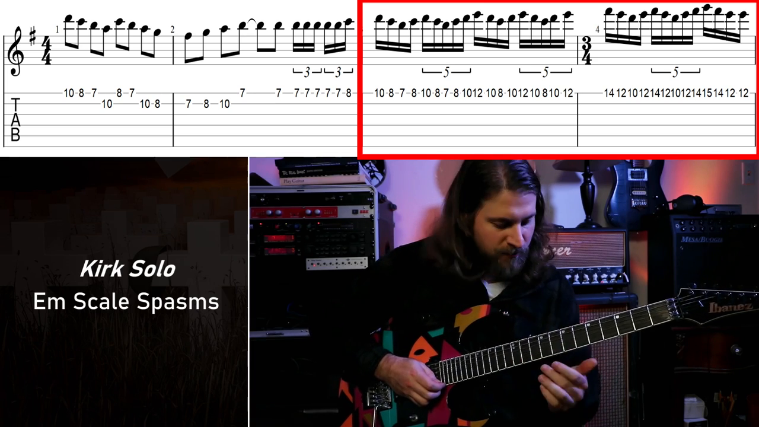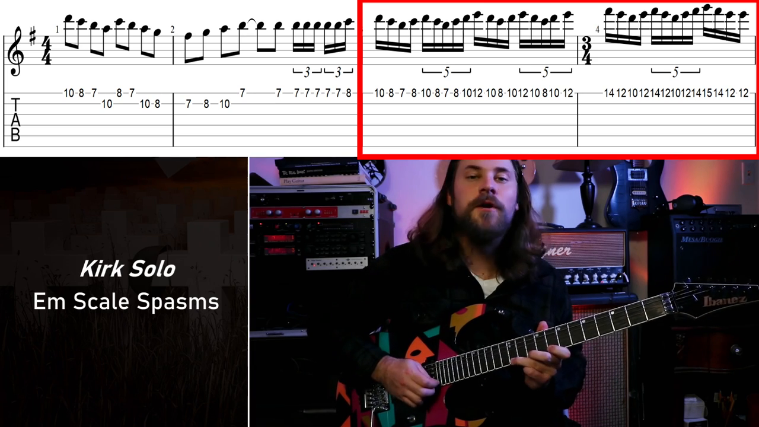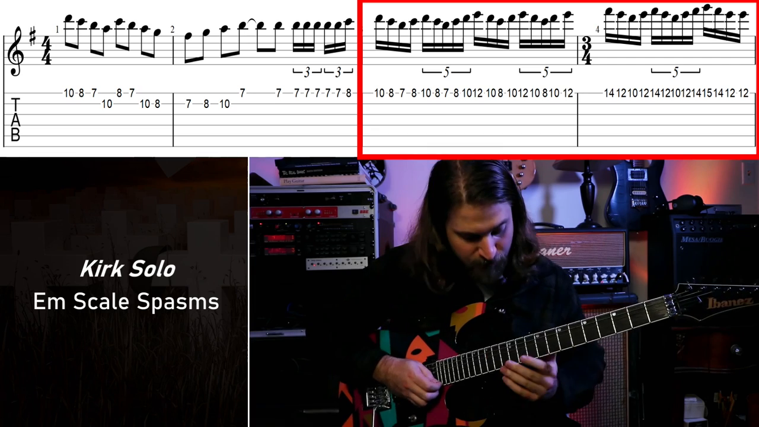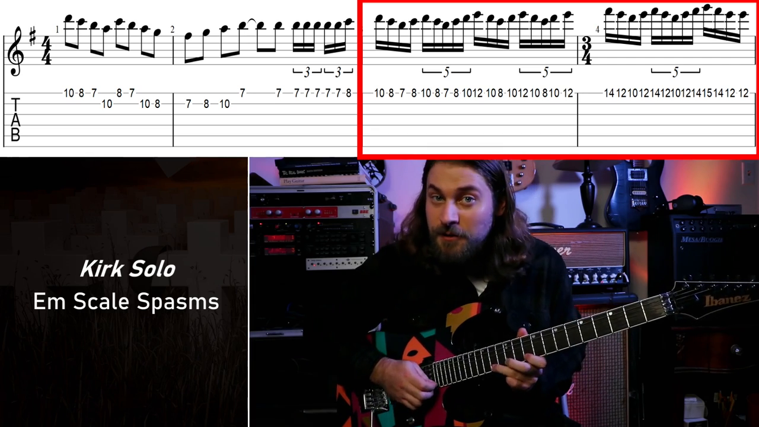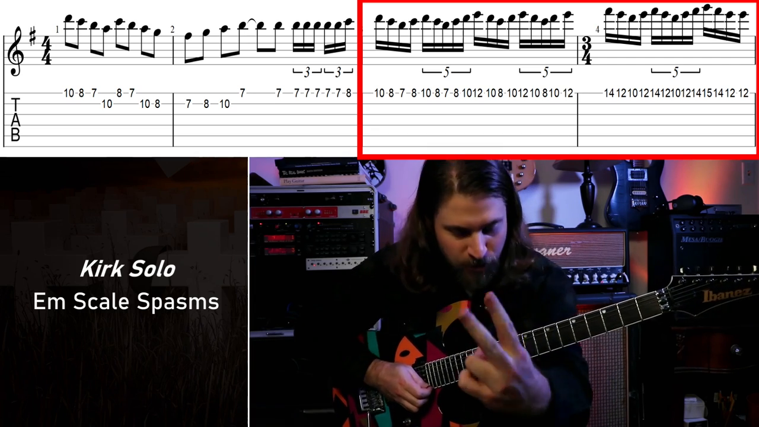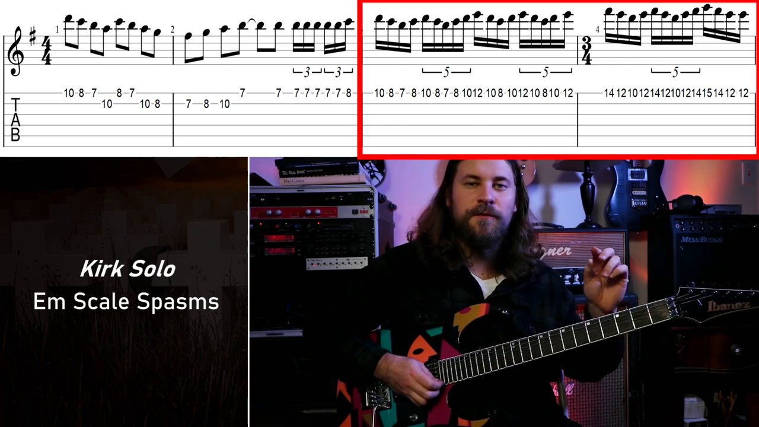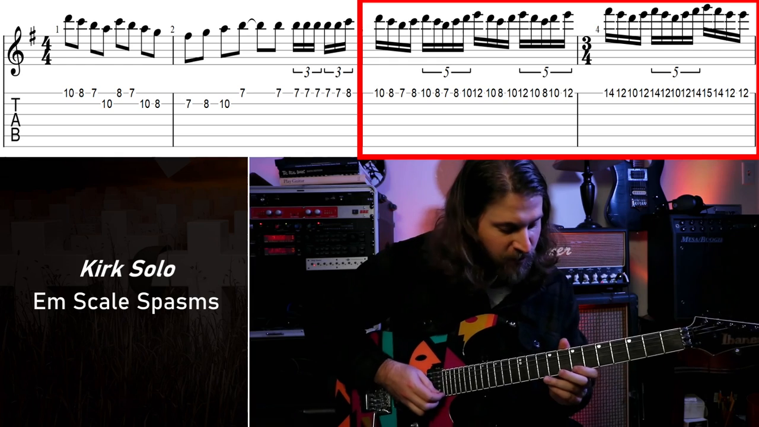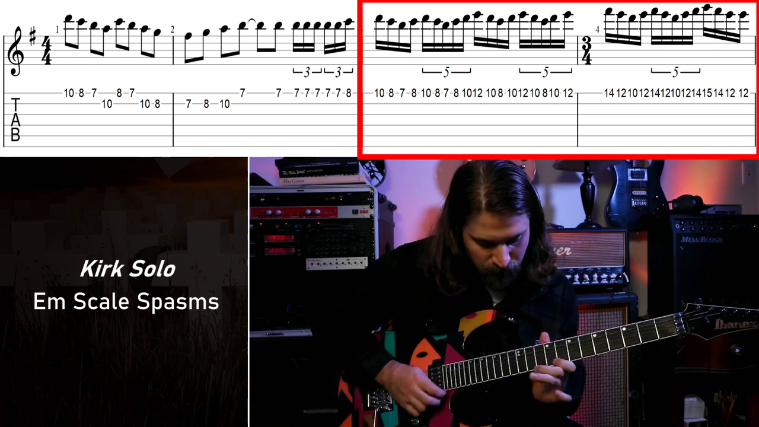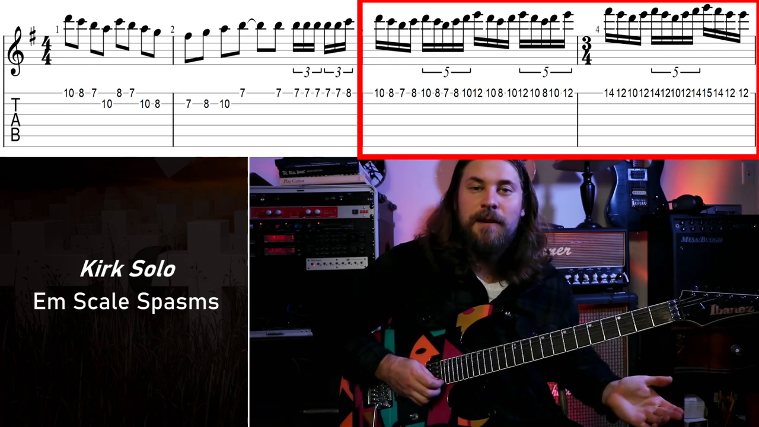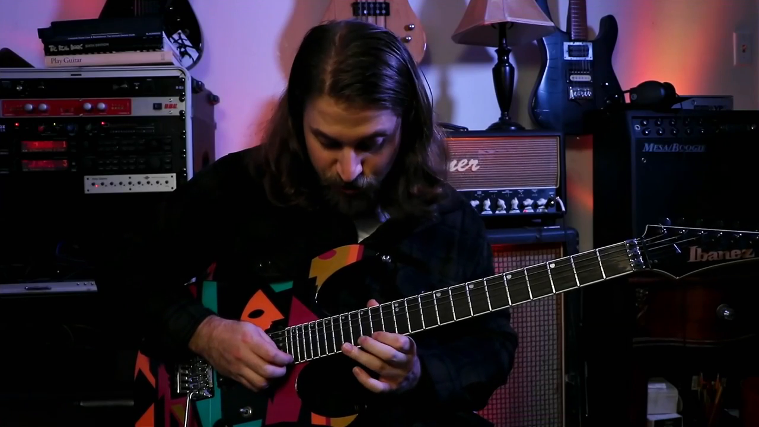We do that 2 times. 8, 10, 12, coming back down. We do that 2 times. 10, 12, 14, 12, 10, come back down. We do that 2 times. And then this one, we only do 1 time to account for that short measure at the end of that verse. So check it out. Just like that. And then we slide up into this position.